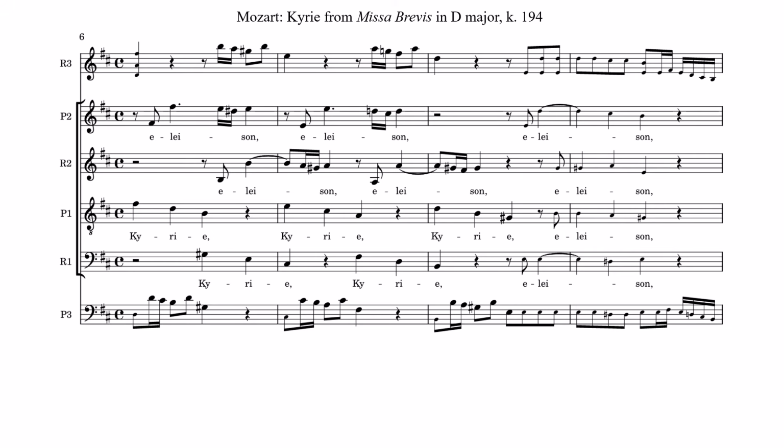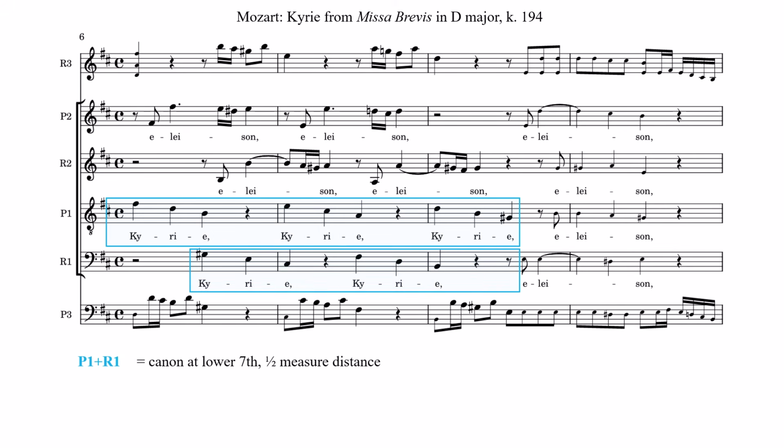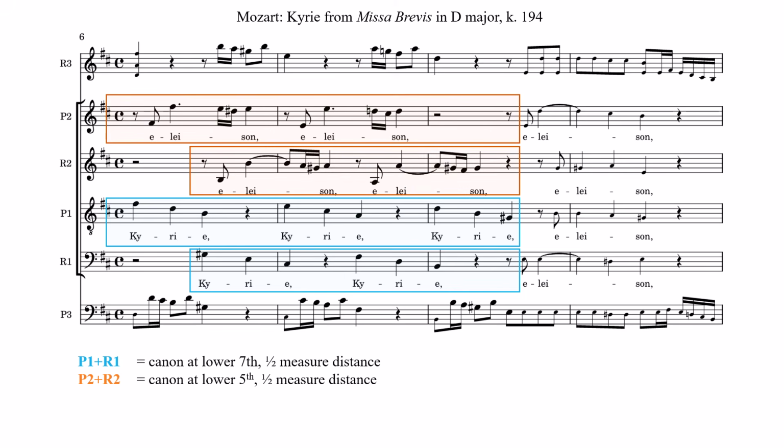Within the choir, we can find a double canon. The tenors and basses form a P1 and R1 combination at the lower seventh and at a distance of half a measure, while the sopranos and altos form a P2 and R2 combination at the lower fifth, also at a distance of half a measure.